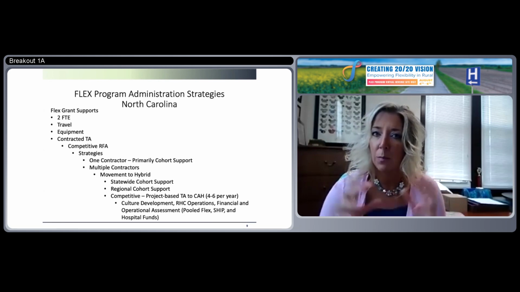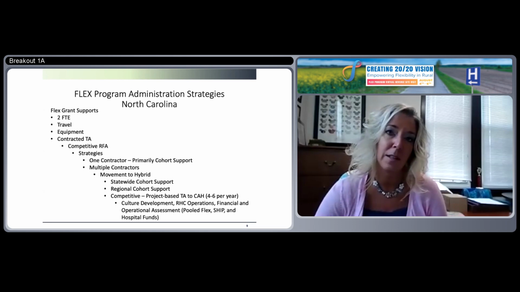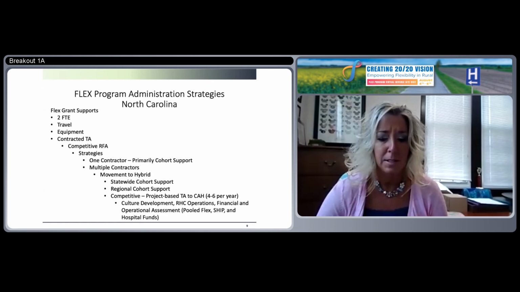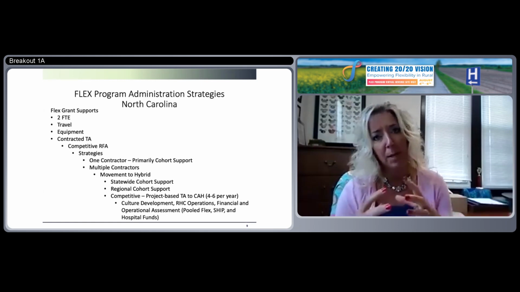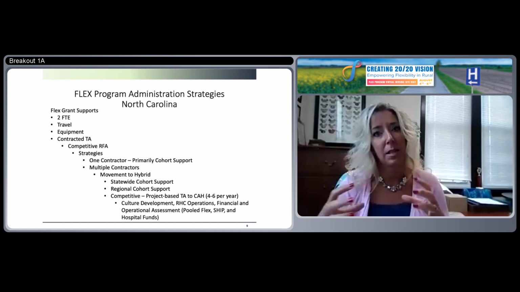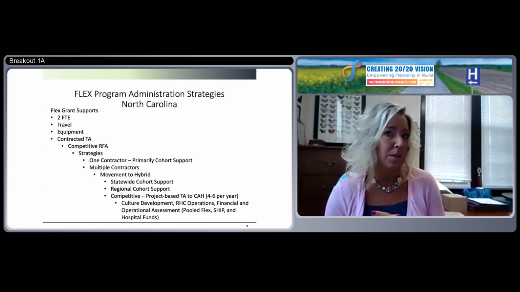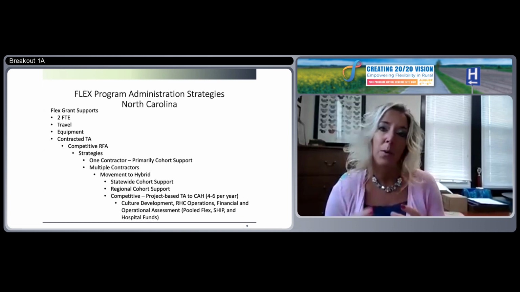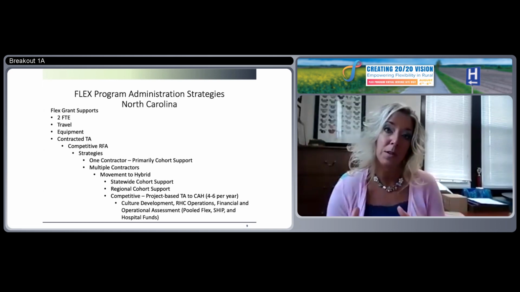And then we've moved our Flex program to contracting with two different contractors, one to focus on finance and operations and one to focus on quality improvement. And we have also moved our strategy to providing technical assistance in a statewide cohort where we're bringing everybody together as a state. And then we're also providing technical assistance at a smaller level where we're pulling the hospitals together based on the region, based on who's close to them, and doing more pointed TA in the group with those hospitals. So we might get like 5 to 10 hospitals together out of the 20.